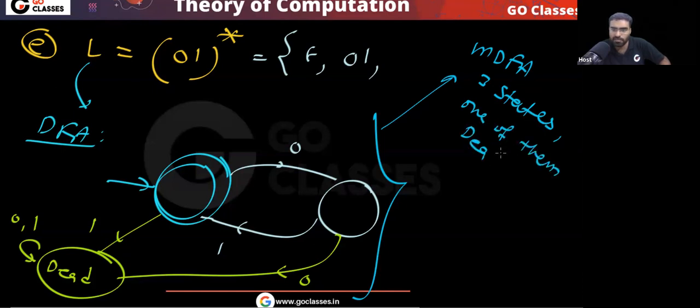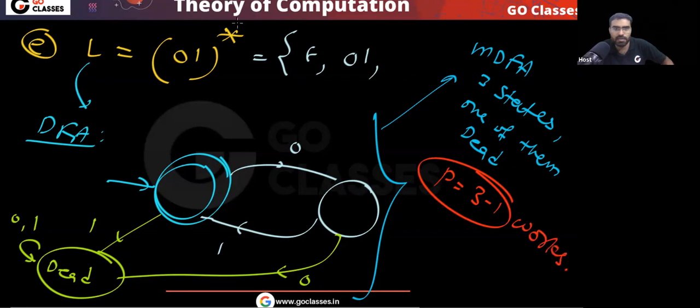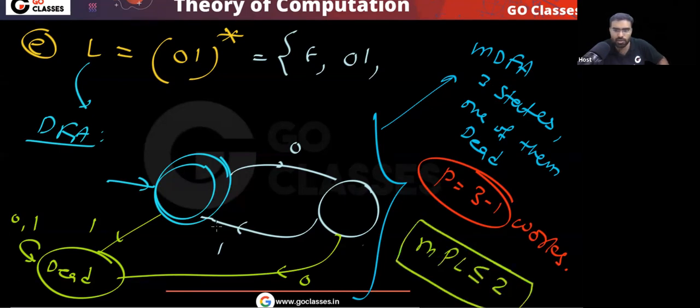One of them is dead. So what can you say, tell me. So I can say P equal to 3 minus 1 will work. Yes or no? This will definitely work. Agree? P equal to 2 will definitely work. But what about the minimum pumping length? That will be less than or equal to 2. So P equal to 2 will definitely work. Okay, remember, P equal to 2 will definitely work.